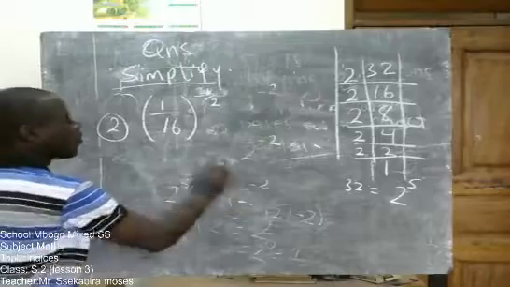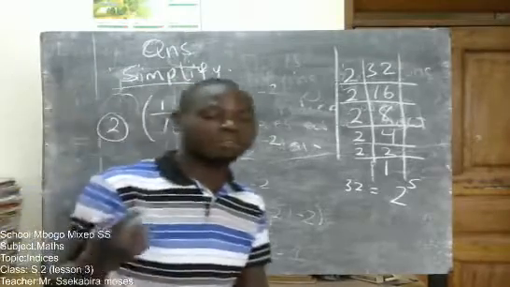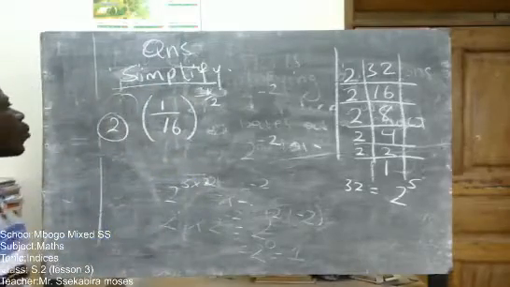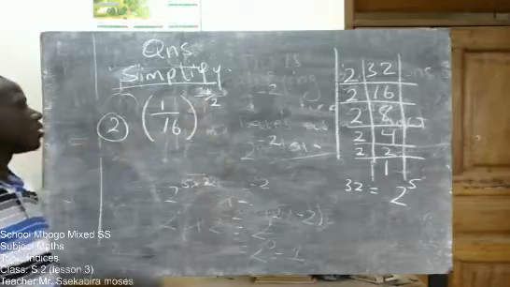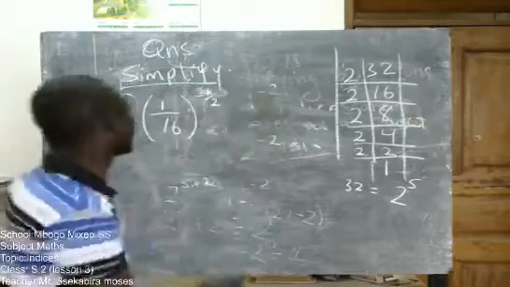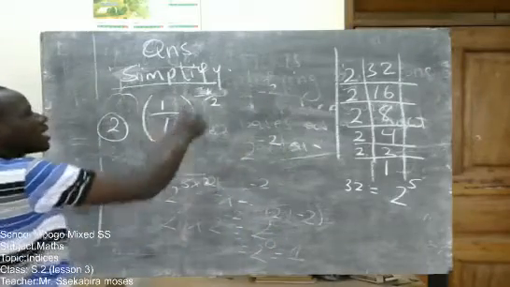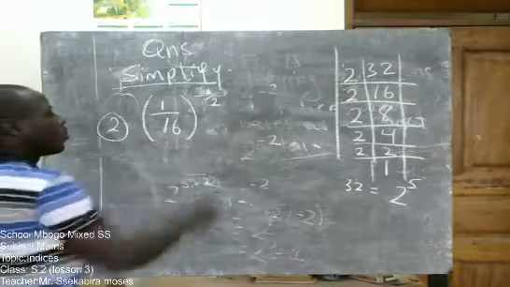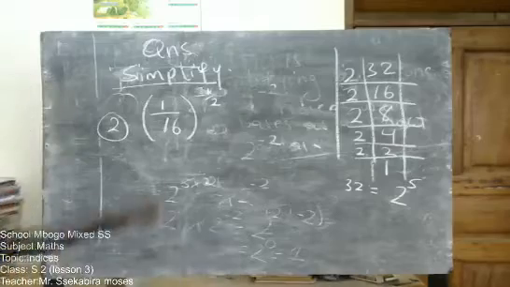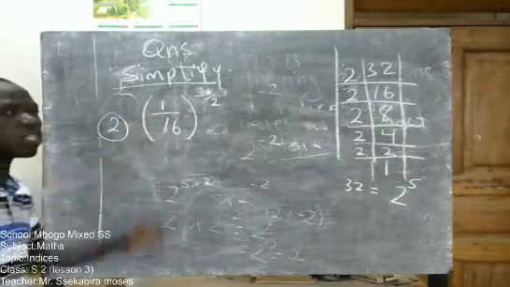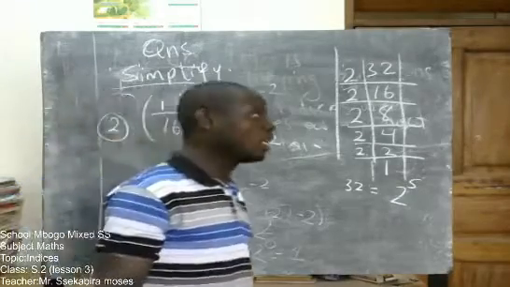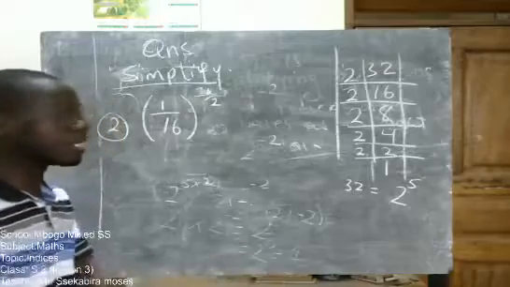But we know that most of us fear negative. But remember, we have the rule governing indices. If you want to make this power a positive, what do you do? We remember that when you write the reciprocal, the sign of the power changes. What is the reciprocal of 1 out of 16?